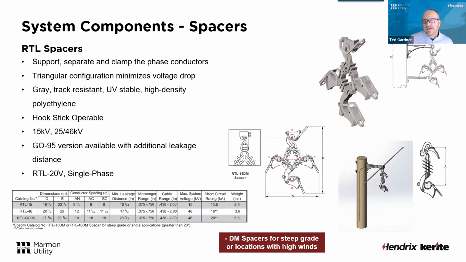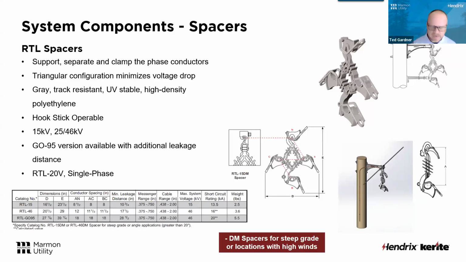So I'll show you a couple pictures of how we can stack them vertically as well. And we've also had clients that use a high strength cross arm and stack them horizontally off of those cross arms just to get more conductor in a smaller space on the poles. They're all made out of our same gray track resistant, UV resistant, high density polyethylene. You can install and remove them with a hot stick. I've never done it before, but I understand it can be done. It's not the easiest thing in the world.